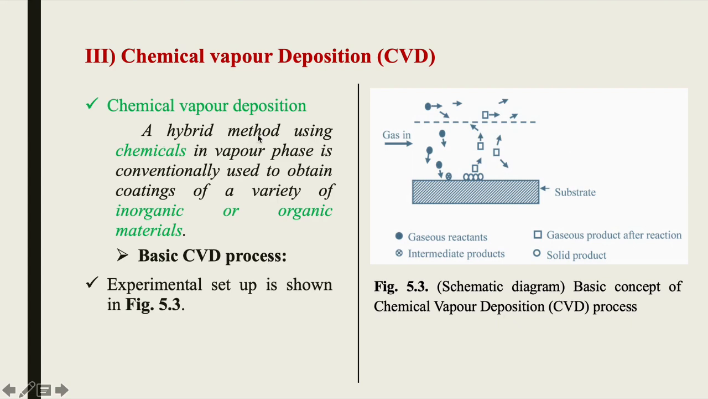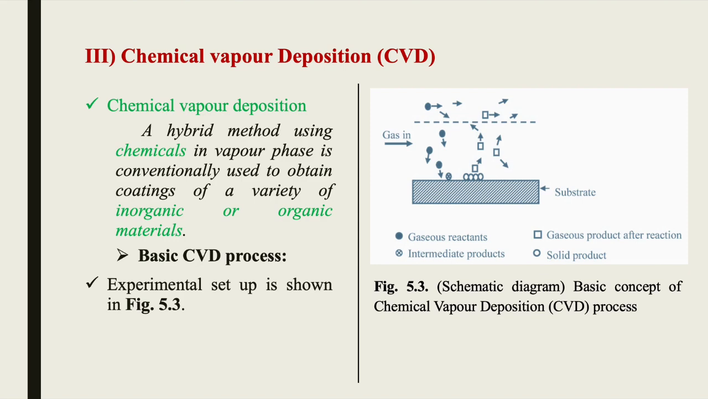A hybrid method using chemicals in vapor phase is conventionally used to obtain coatings of a variety of inorganic or organic materials. So this method is hybrid. It's both physical and chemical, so both methods are mixed. Here your chemical first gets into vapor phase, and this is conventionally used to obtain coatings of a variety of inorganic and organic materials.